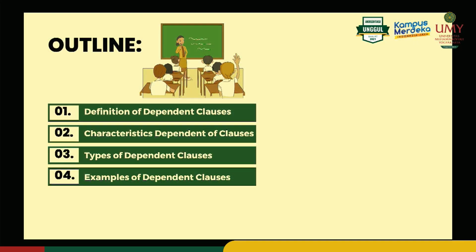Right, so today we are going to continue our discussion on the clauses. Remember, last time we already discussed two different types of clauses. Those are independent clause and dependent clause. And today we are going to focus on dependent clause. There are four outlines that we are going to discuss today.